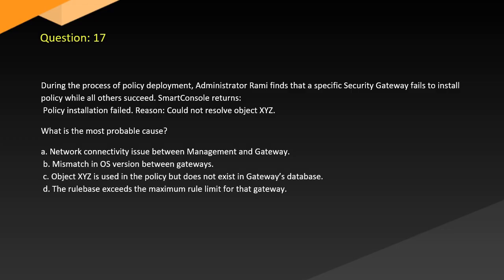A. Network connectivity issue between management and gateway. B. Mismatch in OS version between gateways. C. Object size is used in the policy but does not exist in gateway's database. D. The rule base exceeds the maximum rule limit for that gateway.